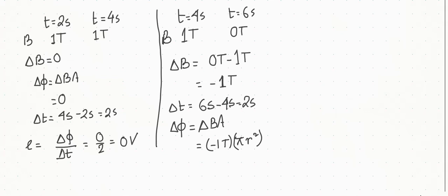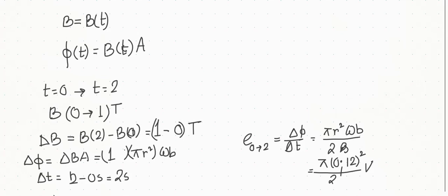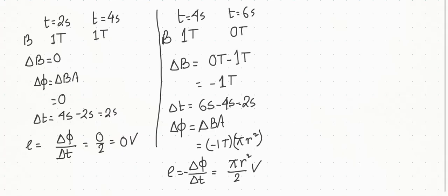Okay. So from here E is equal to del phi by del T. Then E equals minus del phi by del T. If you put a negative sign here, then this will become simply pi r square divided by del T, which is 2, and this is in volt. If I use the sign here, that is from 0 to 2 seconds, and I use the negative sign here, it becomes minus. Okay, same value, but it becomes minus.